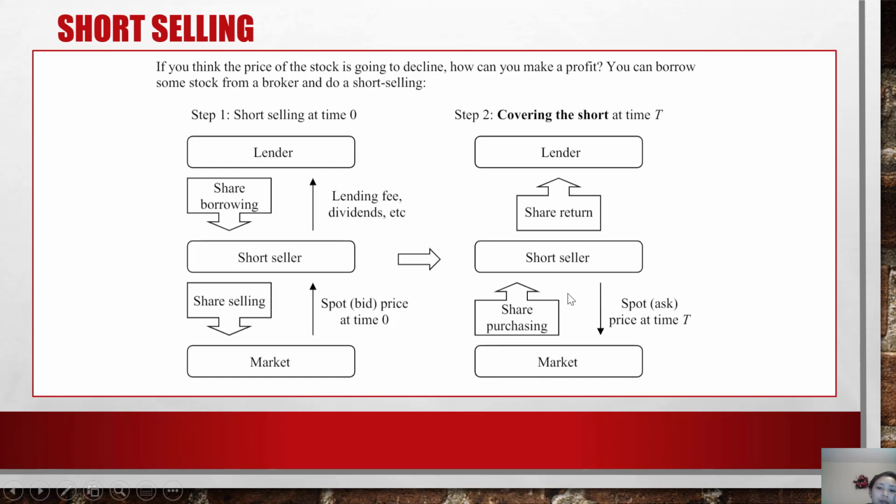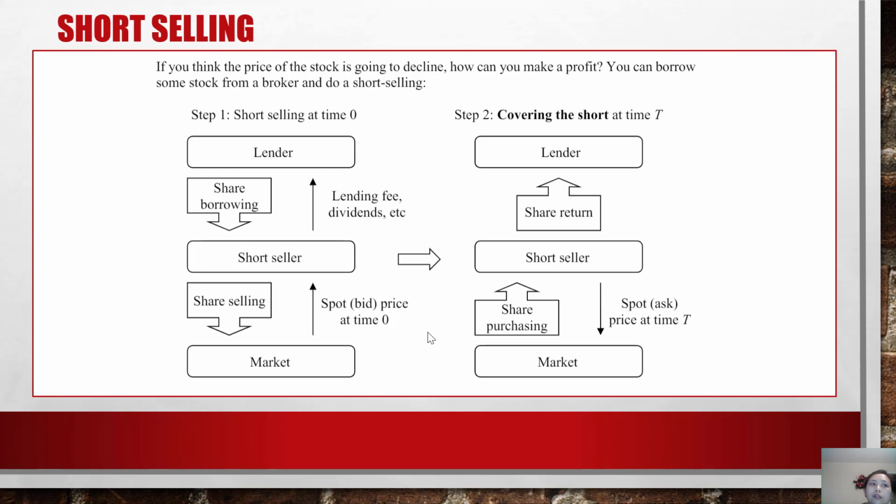And then you return the money to the lender. So that's how short selling works. If the stock pays any dividends or interest or coupons, then before you cover the short position, you have to pay dividend to the lender.